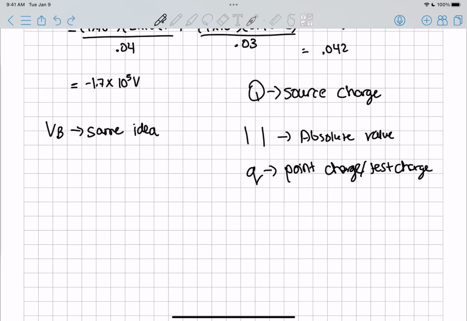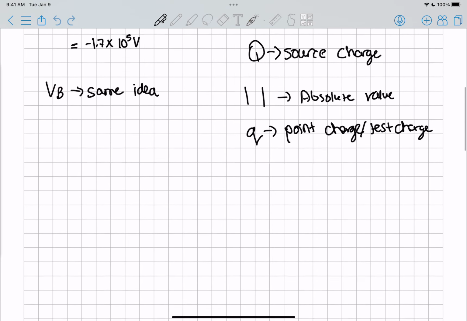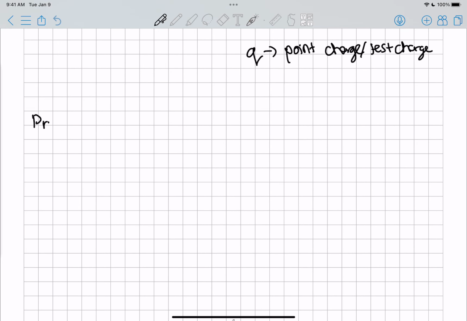VB would pretty much be the exact same thing. I'm going to go ahead and set up problem 2 while you guys give me an answer as to whether VB is okay. Okay, looks like it's fair for everybody else. All right, let's see here.